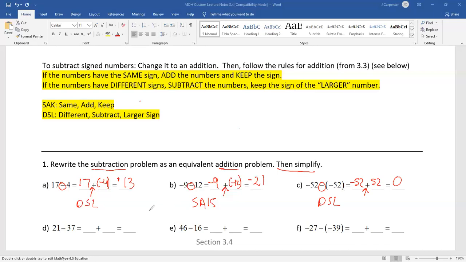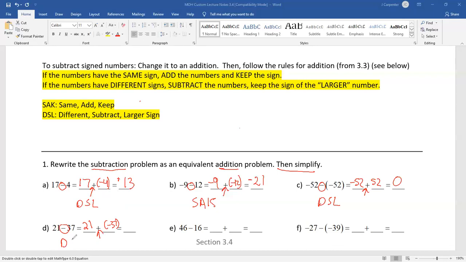I'm just going to skip E. I'll do D and F. The answer to E is 30, in case you're curious. D, 21 minus 37. We change our subtraction to an addition. We leave the first number alone. Now, this was originally a positive 37, so we change it to a negative 37.